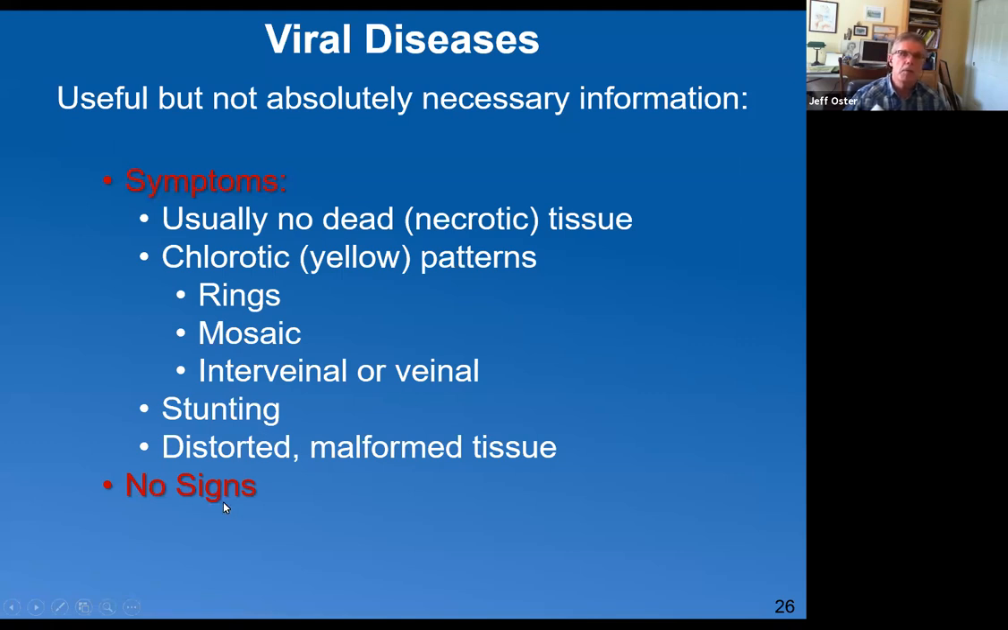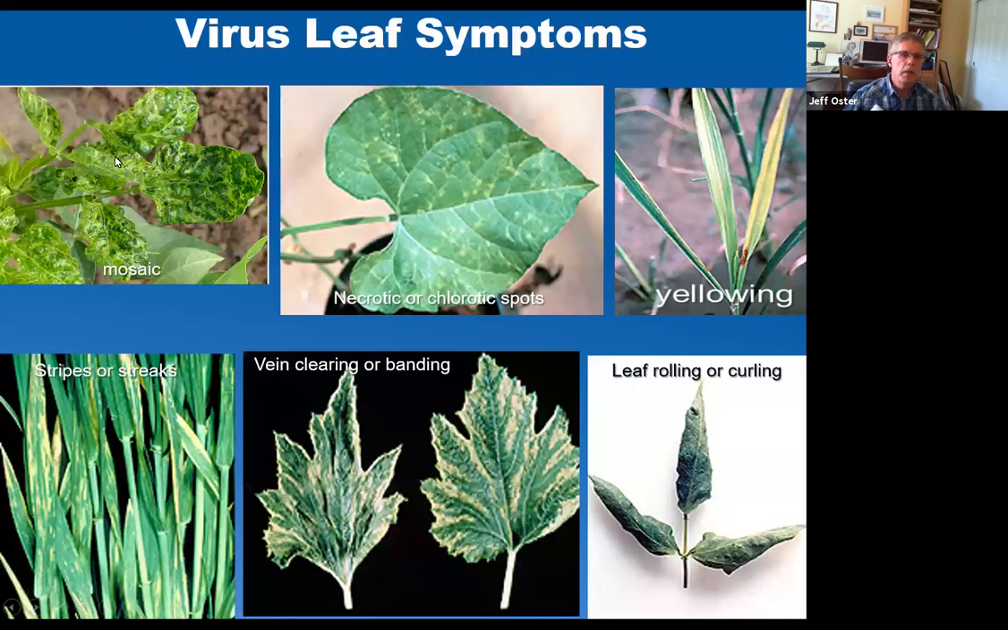There are no signs, the viruses are too small to see. So mosaic, green islands, yellow islands, mosaic pattern. Necrotic or dead spots on your leaf, general yellowing of the leaf sometimes. There may be stripes on the leaf, or along the veins, there may be no chlorophyll, or between the veins, there may be no chlorophyll, and leaf rolling or curling.